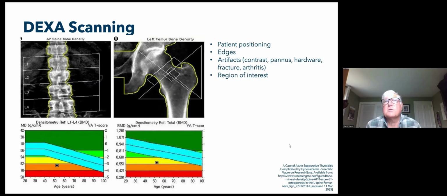And what are artifacts? Things like contrast media. If you've had a previous scan of the abdomen with contrast, or you have a big belly, pannus formation, you shoot through that and it distorts the reading, especially in the back. Previous hardware placement, such as back or hip. Arthritis and fractures. All these could increase the density and give you a lower sensitivity or a better than anticipated reading on the DEXA scan. So while a DEXA scan is important, as we're going to talk about, it's not the only test.